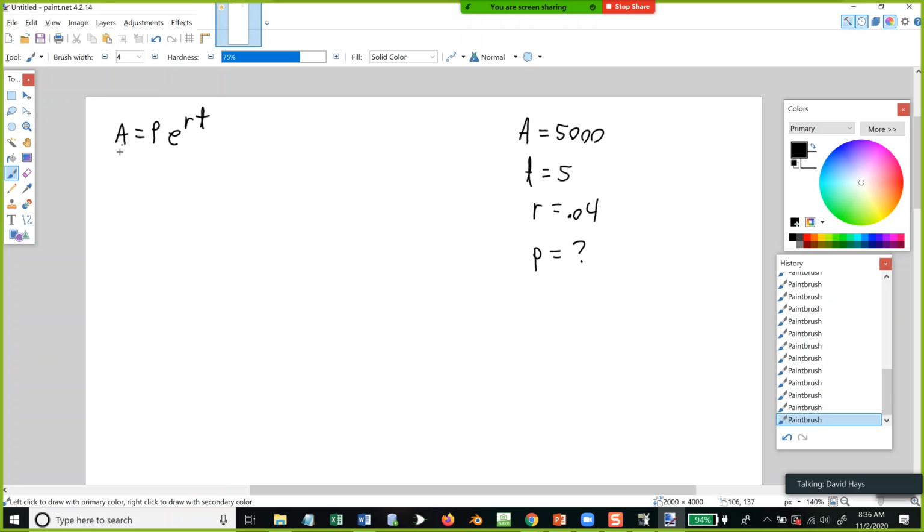So plug in everything we're given. A is 5,000. P is what we're trying to find, so I'll leave it alone. E to the R is 0.04, times T, which is 5.